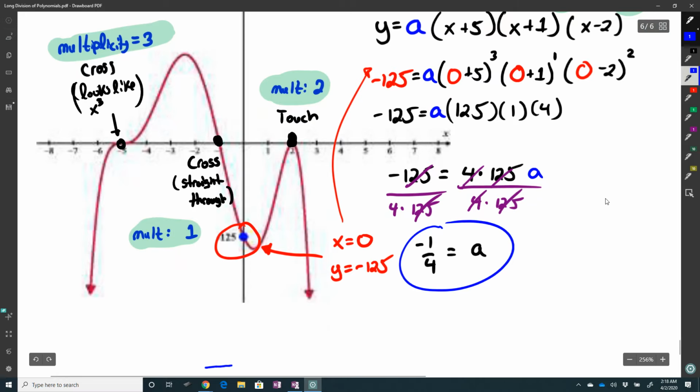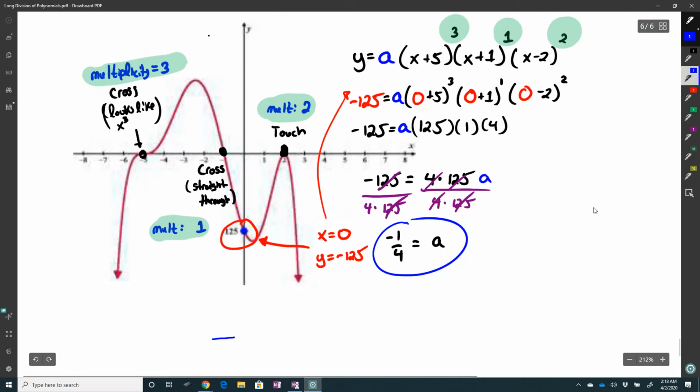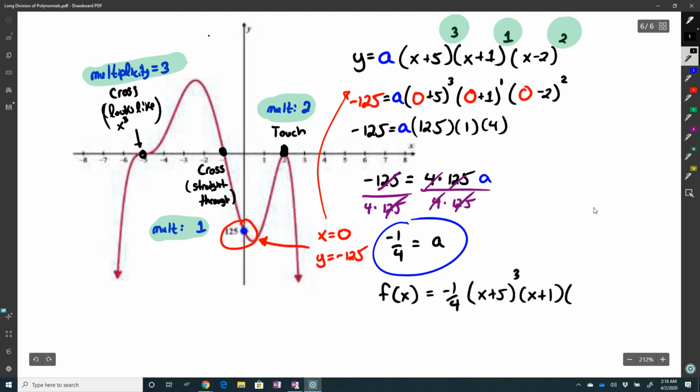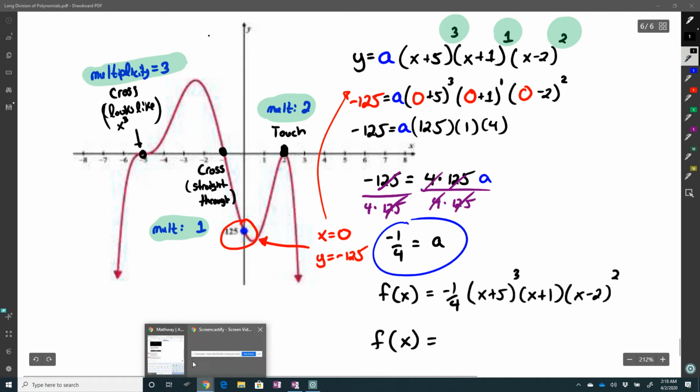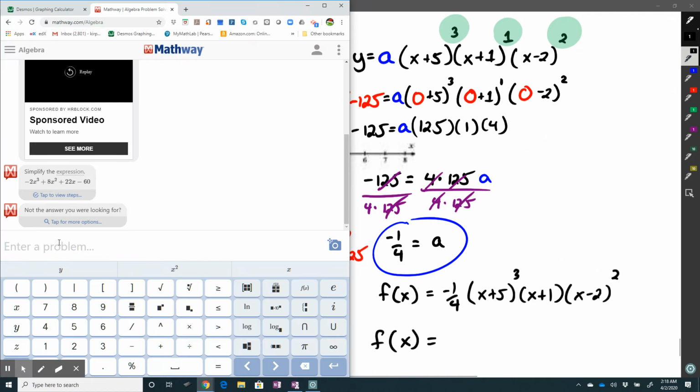So your final answer is f of x is equal to negative 1/4 times x plus 5 cubed, x plus 1, x minus 2 squared. There is no way that I'm going to expand that by hand because that is going to take forever. So I go to Mathway and I type it in.